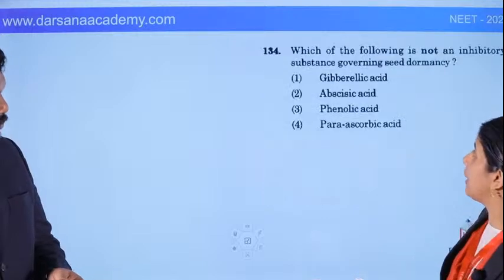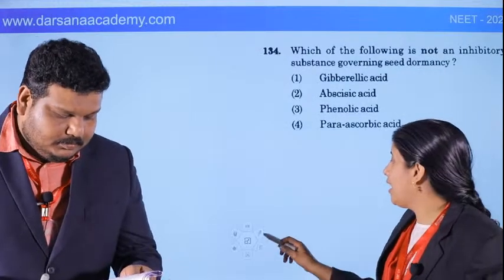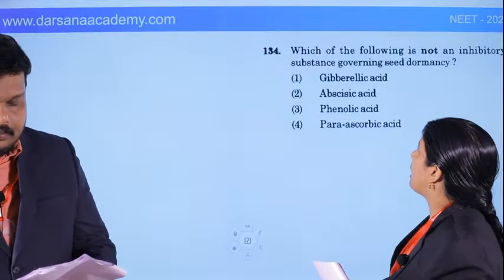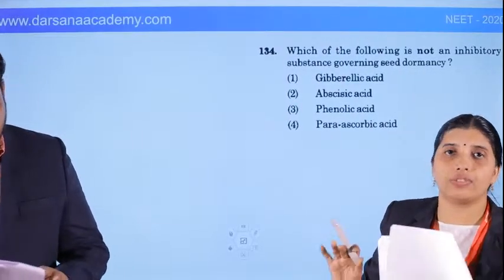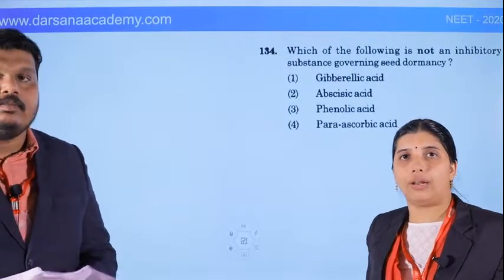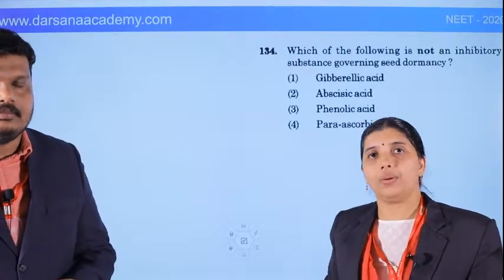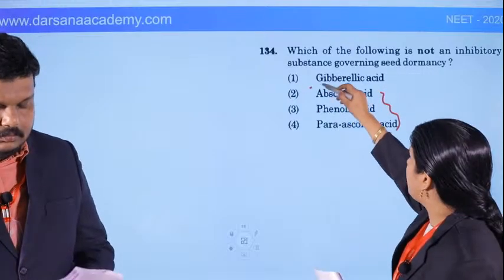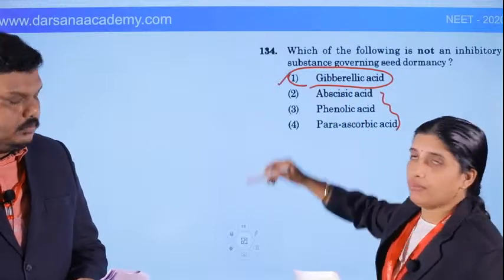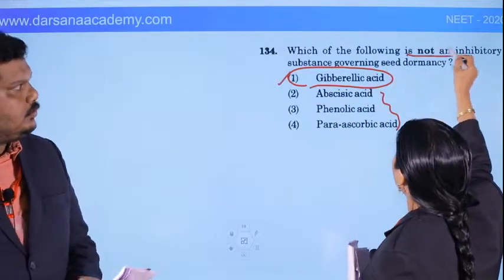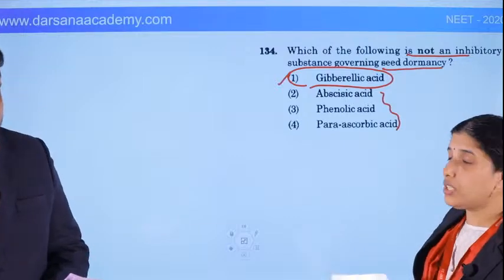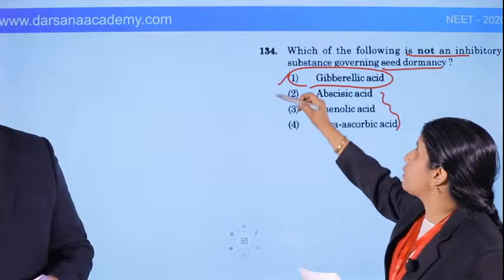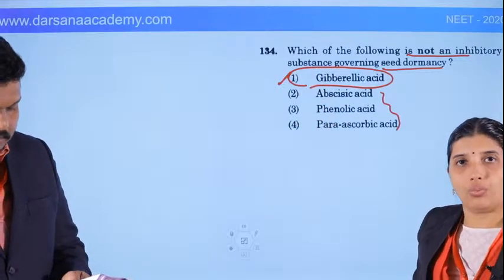And what about the next question? That's also botany, right? Question number 134: which of the following is not an inhibitory substance governing seed dormancy? This is also from NCERT. While going through plant growth and development, there is another area, seed dormancy. In that area, three of these help in seed dormancy, whereas this one helps in overcoming seed dormancy. So it does not act as an inhibitory substance governing seed dormancy. What's the answer for question number 134? Yes, 1 is the correct answer.